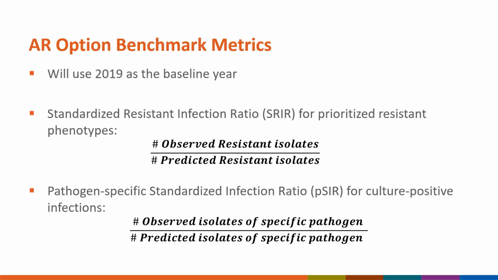And another change that doesn't require any action on your part, but we wanted to make you aware of, the AUR team has been working hard on developing benchmark metrics for the AR option. These 2 new metrics are currently slated for the fall 2022 releases, and we'll use 2019 as the baseline year. The standardized resistant infection ratio, or SRIR, will be available for specific phenotypes, as shown on the next slide. And the pathogen-specific standardized infection ratio, PSIR, will be available for specific pathogens, as shown in 2 slides.